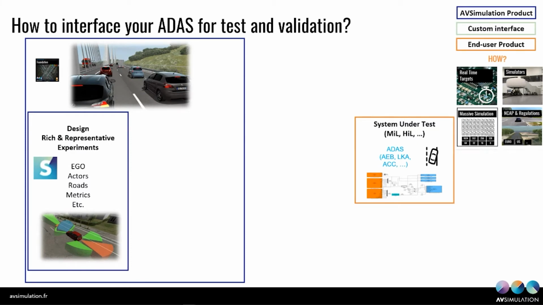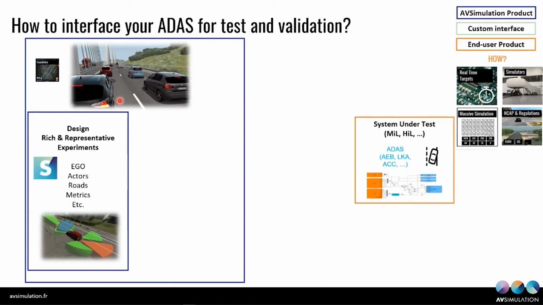So concretely, when using SCANeR, what is the architecture that you will have to connect your ADAS? We'll introduce a schematic for that. On the left, you have the SCANeR features in blue squares. That's what the AVSimulation product provides. And in orange, you have what you want to test, your system under test. So for example, you have an ADAS model made in Simulink, or an ECU, or something else, and you want to connect it to a simulation environment.